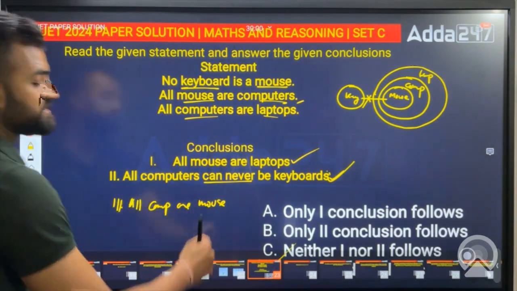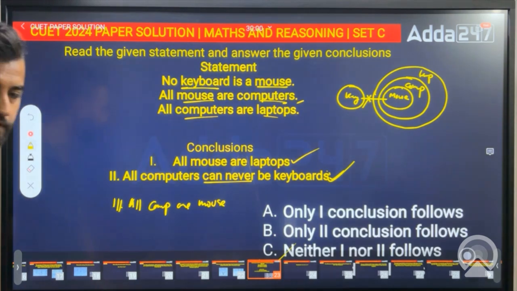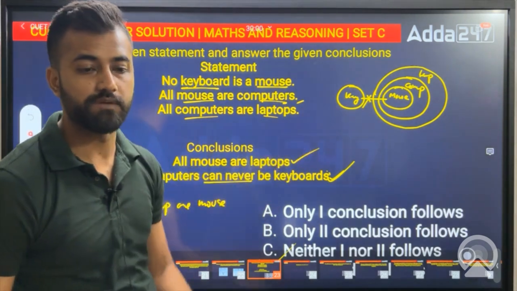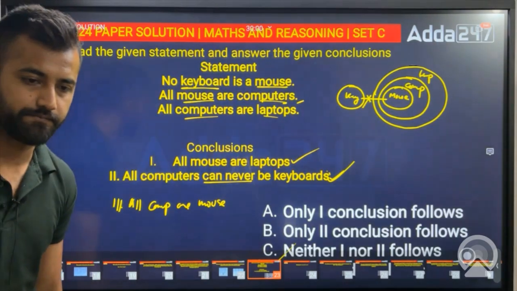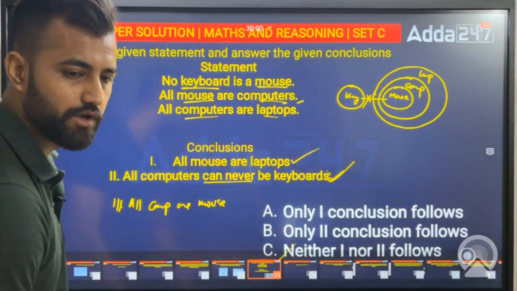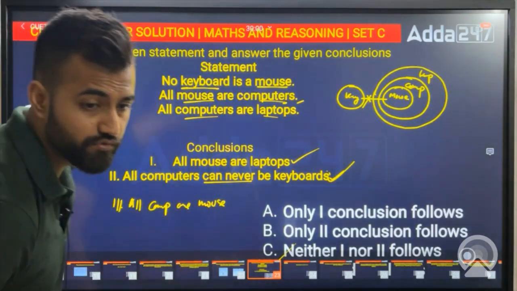What do you think? Is this correct? All computers are mouse, I'm saying. Is it correct? You can give wrong answers also, it's fine. Yes. See, all computers are mouse would be wrong in this case.